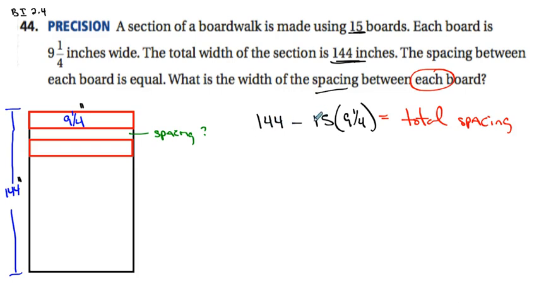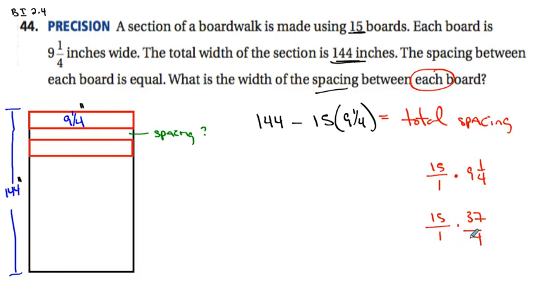So 144 minus 15 times 9 1/4. So let's do this one first. I'm going to do 15 times 9 1/4 here on the side. So I've got 15 over 1 times 9 and 1/4. Alright, so I need to make this an improper fraction. 9 times 4 is 36. 36 plus 1 is 37 over 4. And let's see, does anything simplify?